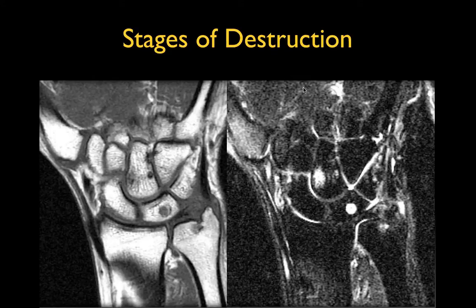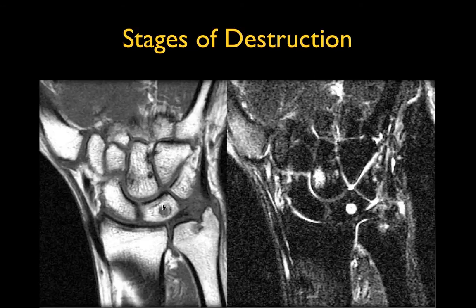mineralization. So here's actually a 1.5 Tesla scan, and we can see many different stages. This is the osteitis stage. This is kind of an intermediate stage of erosion where you can see sharp margins. The osteitis, you have indistinct margins.